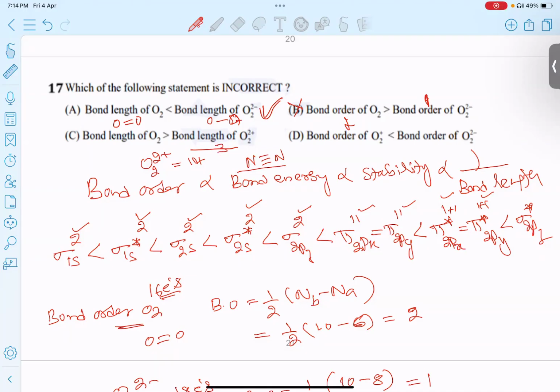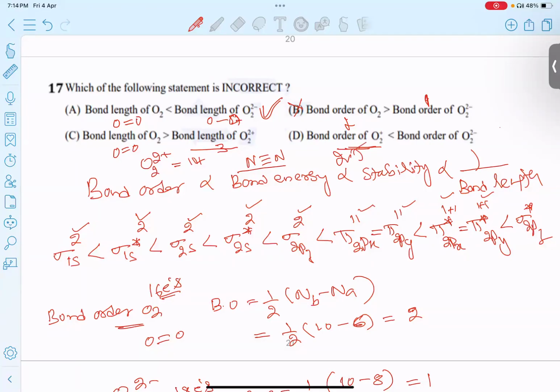So the statement in C is correct. Bond length of O2 is greater than bond length of O2 2 plus, because O2 bond order is 2 and O2 2 plus bond order is 3. Then the final remaining option is option D, bond order of O2 plus and O2 2 minus. This is the incorrect option. Bond order of O2 2 minus is 1. Then bond order of O2 plus is 2.5.